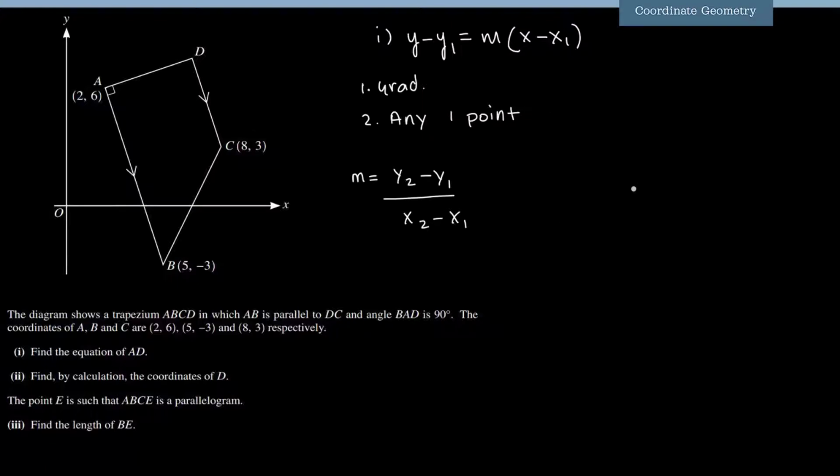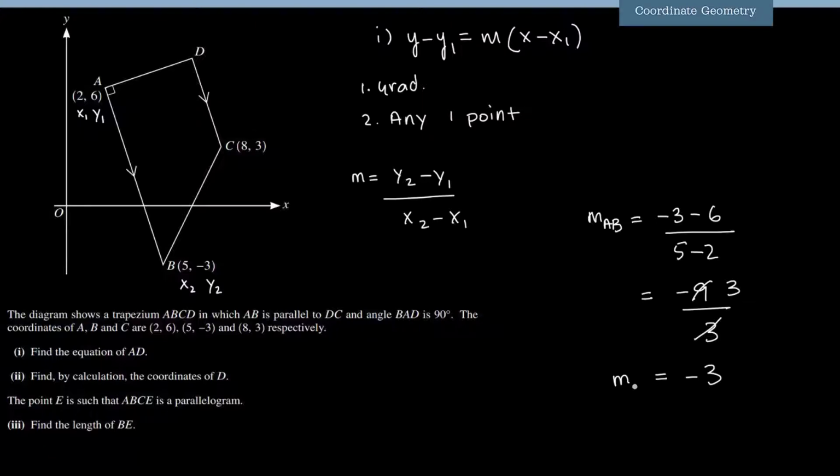So let's first find the gradient of line AB. Let's name this point x1, y1, and this x2, y2. So the gradient of AB would be equal to -3 minus 6 divided by 5 minus 2. -3 minus 6 is going to give me -9, and 5 minus 2 is going to give me 3, and -9 divided by 3 is -3. So the gradient of line AB is -3.